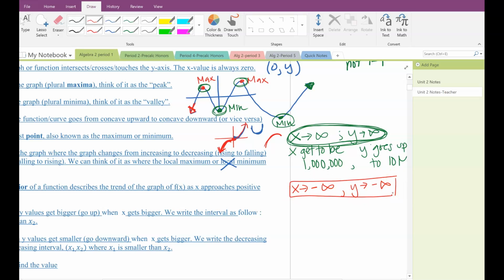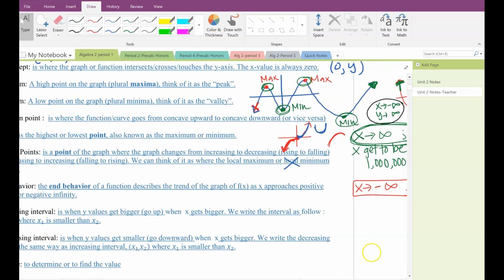Now, is it always like this? No, it is not always like this. What if I go like that? For that example, as x approaches negative infinity, y is going upward, so y approaches positive infinity. On the right side, a million, a positive number, x approaches positive infinity, y is going downward, so y approaches negative infinity. So as you can see, they can mix. One can be positive and one can be negative, and vice versa, or both can be positive or both negative. That's what's happening with end behavior.